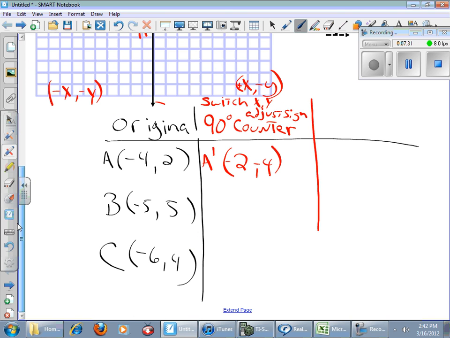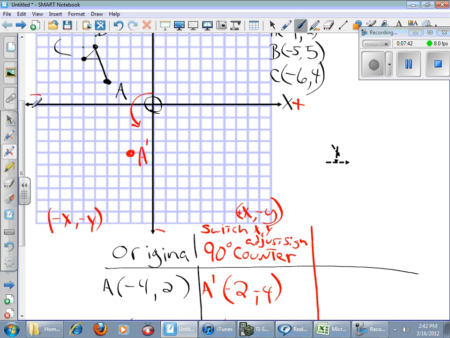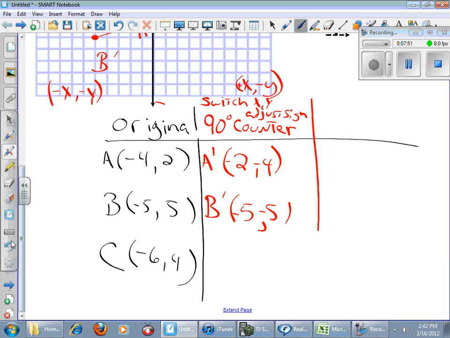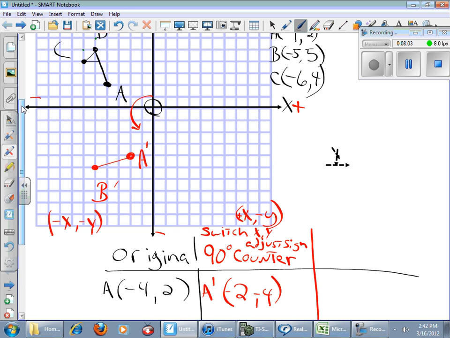All right, B prime, switch. That's a hard one, 5 and 5. But I'm in the third quadrant, so they're both negative: (-5, -5). 1, 2, 3, 4, 5, 1, 2, 3, 4, 5. There we go. And then C prime. (-6, -4) becomes (-4, -6), but because I'm in the third quadrant, they're both negative. So 1, 2, 3, 4, 1, 2, 3, 4, 5, 6, and there's C prime. A, B goes to C, and C goes back to the pole, and there you are.